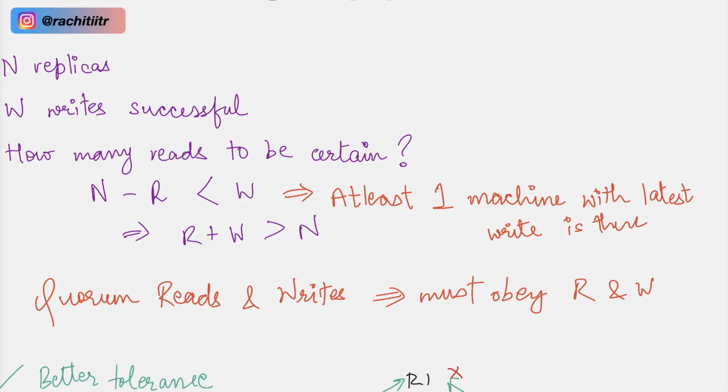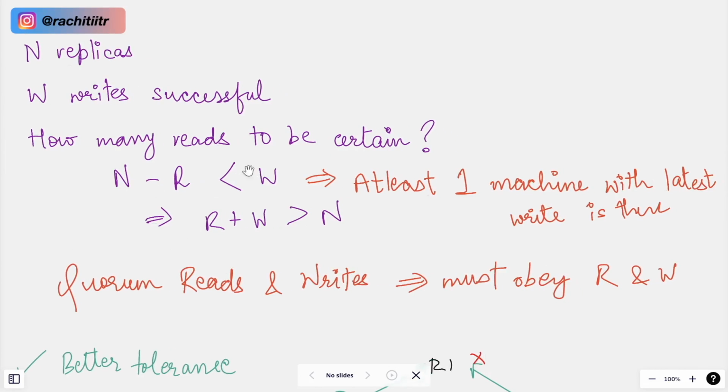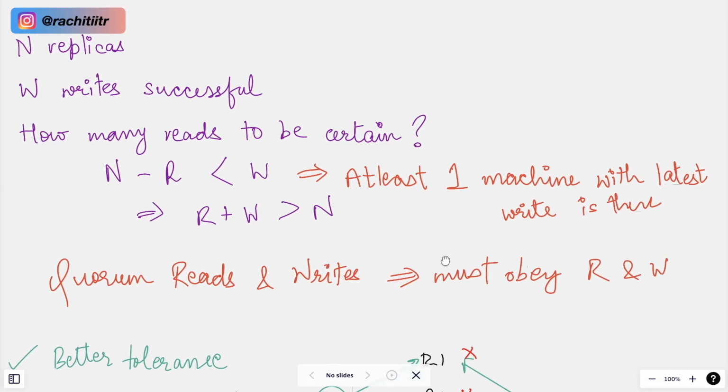This is from the simple pigeonhole principle, and you can replay the last few sentences to understand this. So if n minus r is less than w, it means that there is at least one machine which had the latest write, which means that if you rearrange the terms, r plus w should be greater than n, and this will give us durability confidence. Now the values n, r and w are decided by your system. Generally, if let's say n is 10, usually you keep r and w to be 5 and 5.